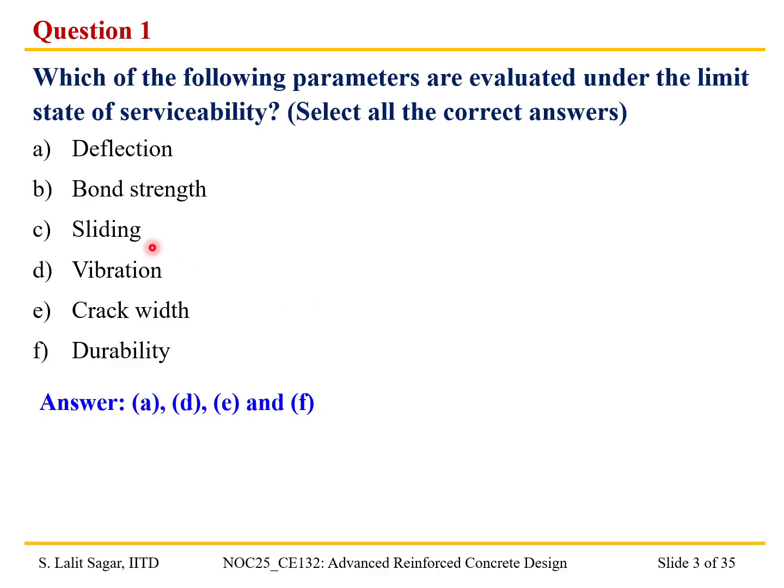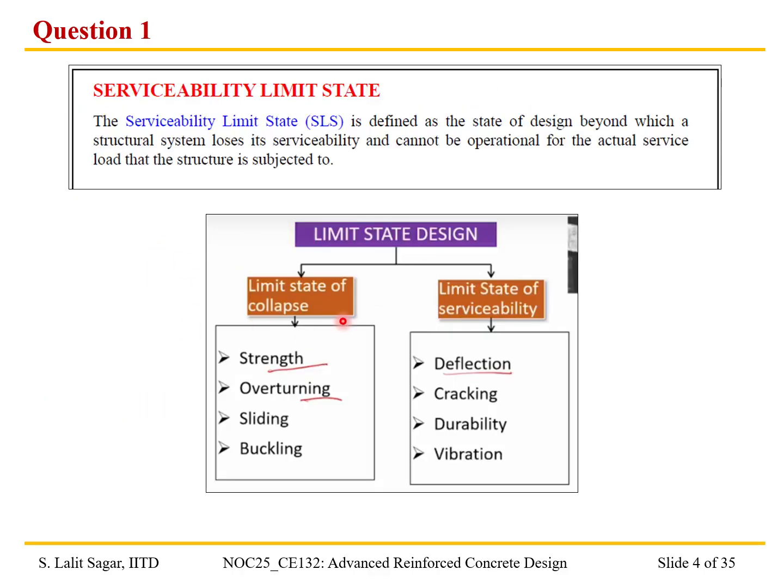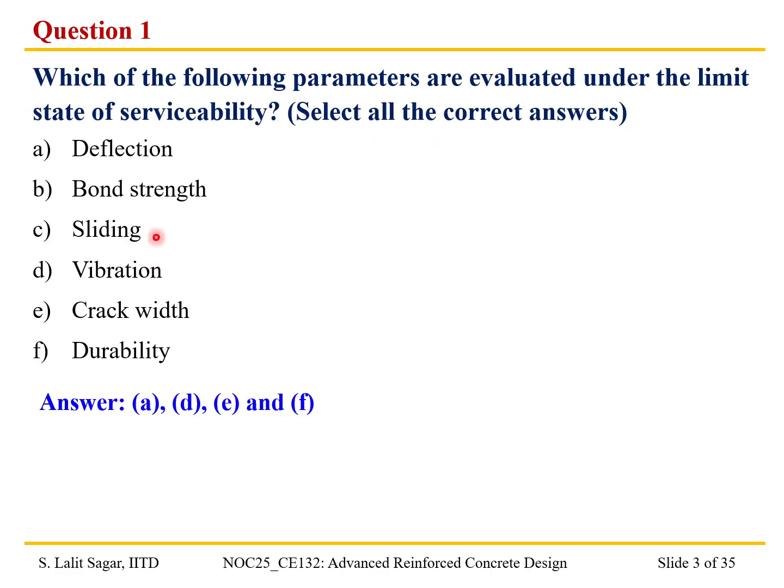As per this slide, which is taken from the lecture, we can clearly see that the parameters which fall under the limit state of serviceability are A, deflection, D, vibration, E, crack width, and F, durability. Whereas options B and C, that is, bond strength and sliding, are considered in the limit state of collapse.